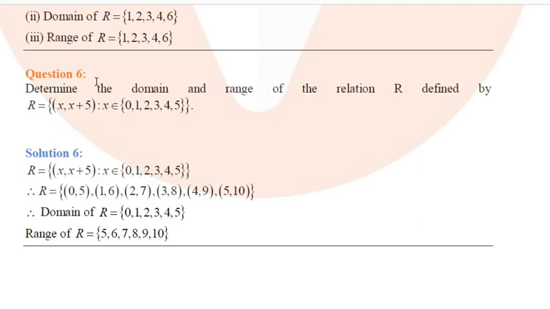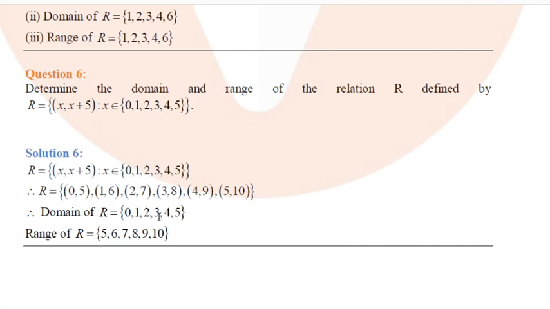Question 6. Determine the domain and the range of the relation R defined by R equals this, where x belongs to 0, 1, 2, 3, 4, 5. So what you need to determine here is the domain and range. The range of x here is 0 to 5. If we put 5 here, we get 10. The question does not make clear where the relation is defined. So the domain has all these elements.